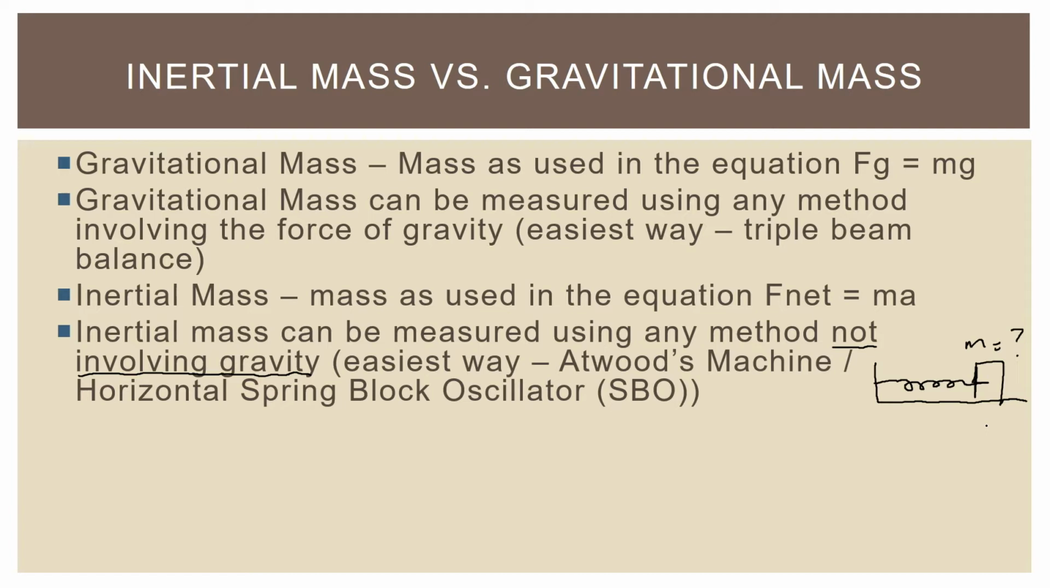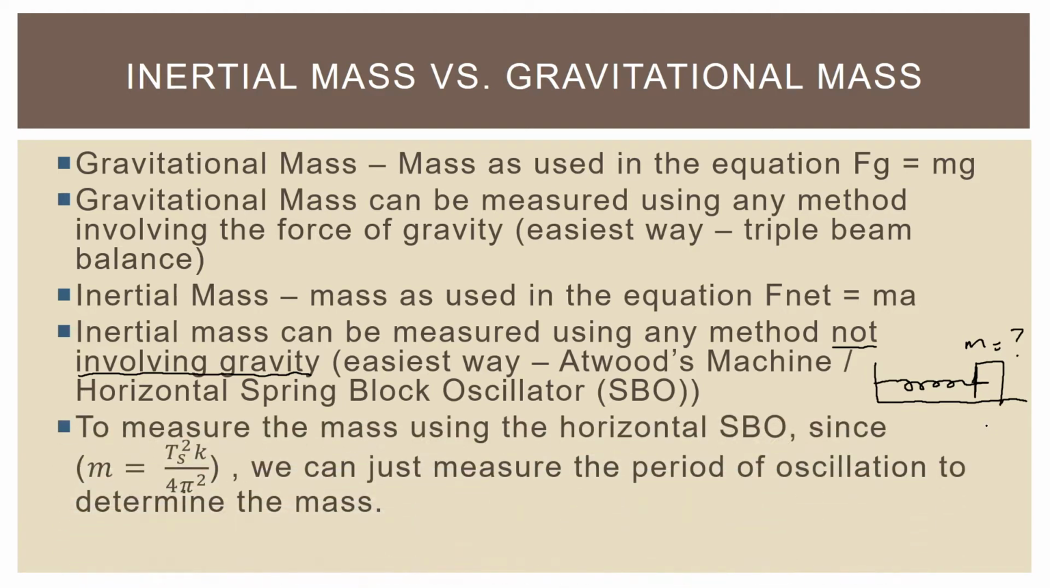If you use a horizontal spring block oscillator, you can measure the mass of the object essentially by determining the period of the oscillation and the spring constant. If we know the spring constant, we can measure the period to determine the mass. That's the point of this discussion. If we have a frictionless surface, and I'll just go over here and write, this is a frictionless surface, then this will be a perfectly reasonable way for us to measure the mass.